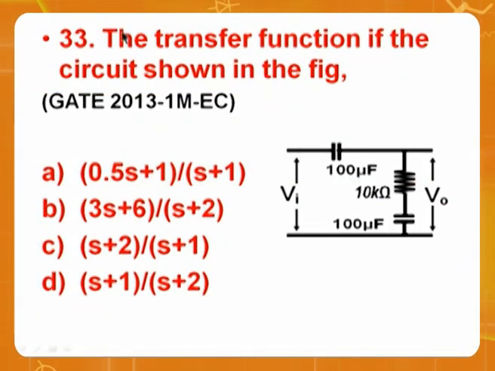Look at the options given there. Question number 33. The transfer function of the circuit shown in the figure, GATE 2013, ECE. See, 100 micro, 10 kilo and this. What is the transfer function? Transfer function is very simple, as I've been telling, output by input. So V naught is equal to Vi by 1 by Cs plus 1 by C1s by R plus 1 by C2s into R plus 1 by C2s. So whatever is coming across this mathematics, you can simply put here. That's question number 33.